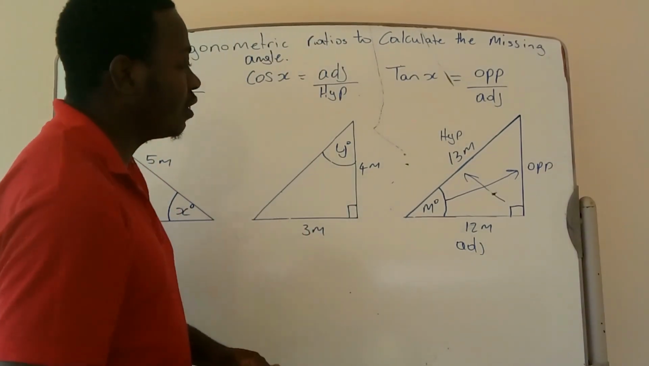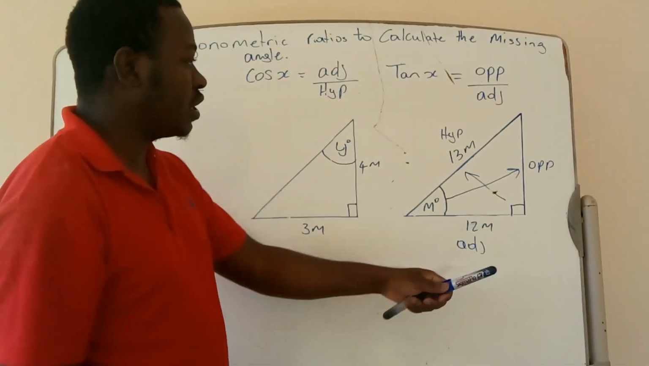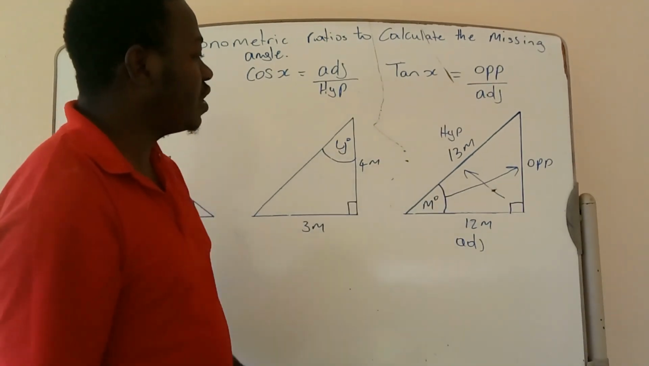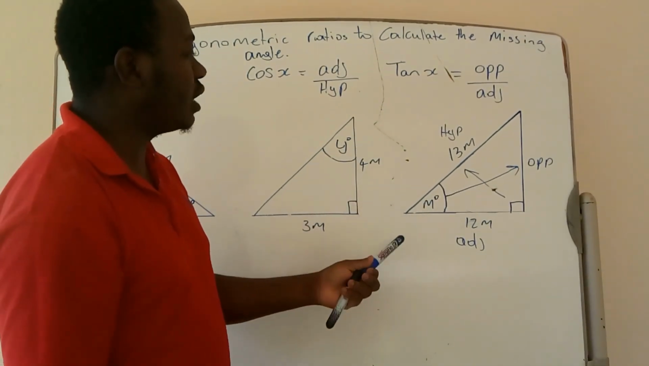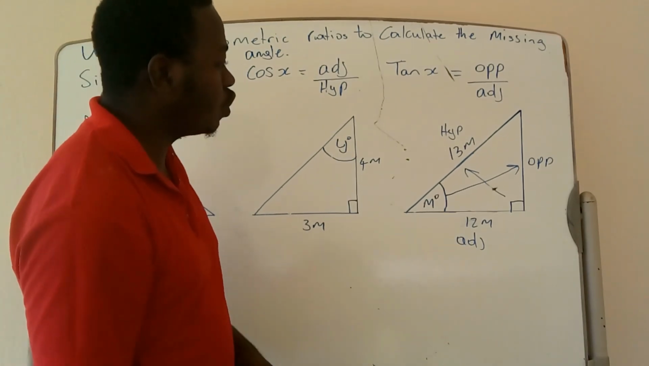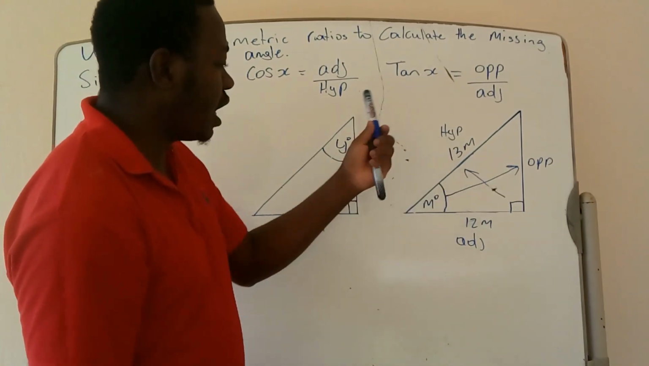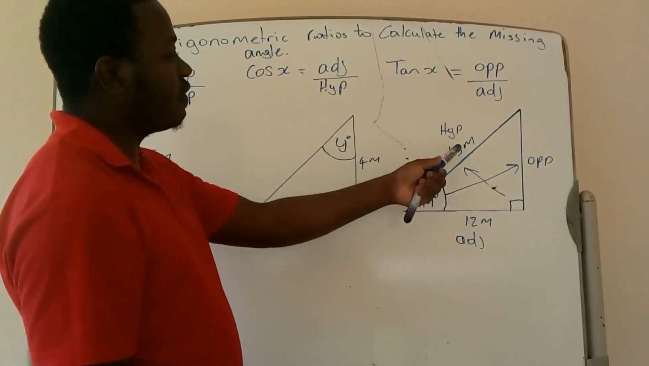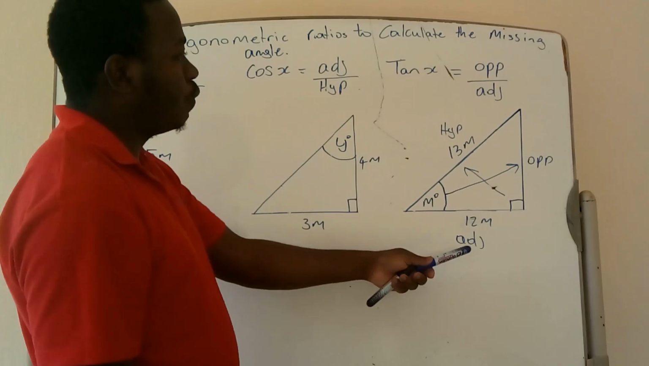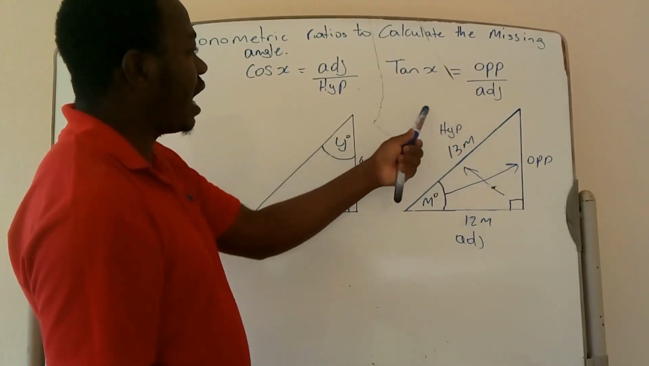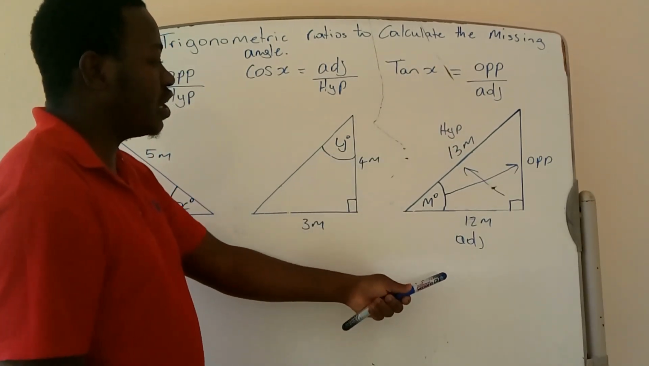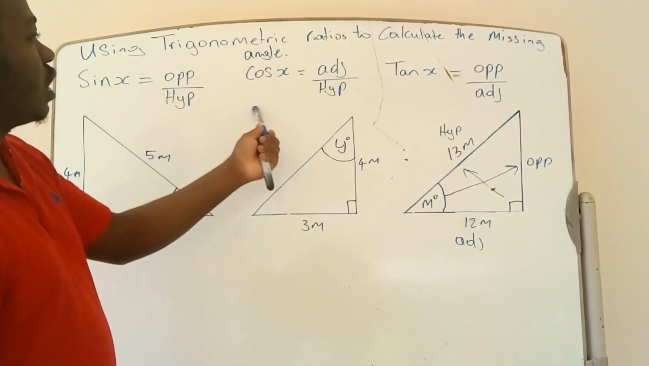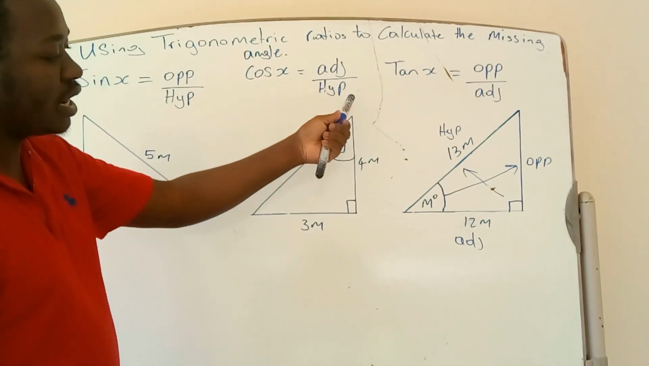Now that we are clear on which side is the opposite, adjacent, and hypotenuse, we can decide which ratio would fit the information that we have. We have the adjacent length and the hypotenuse length. So adjacent over the hypotenuse is associated with cos of an angle, which means we have to use this ratio here, which is cos of an angle.